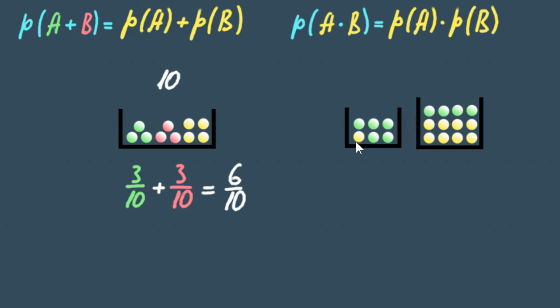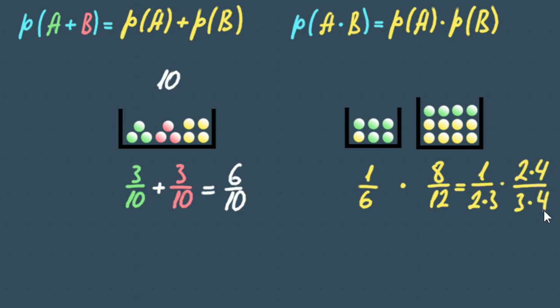The probability of the occurrence of a yellow ball from the first box is equal to 1/6. The probability of the occurrence of a yellow ball from the second box is equal to 8/12. And to find the probability of the occurrence of two yellow balls, I need to multiply these two probabilities. I will factorize both the numerators and denominators of the two fractions and cancel out the 4s. So I get the probability equal to 1/9. So this is the probability of the occurrence of two yellow balls from the boxes.